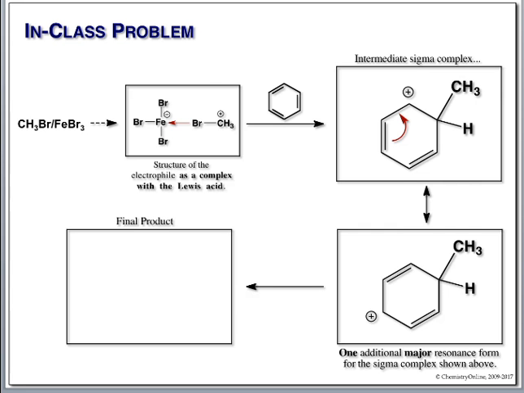And the last thing I asked you here was just simply the final product. Remember, in order to get to the final product, all the sigma complex has to do is lose a proton. When it loses its proton, the electrons flow back into the ring, and we make, in this case, toluene.